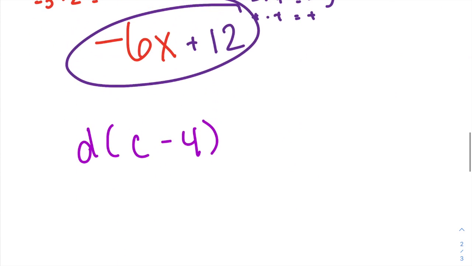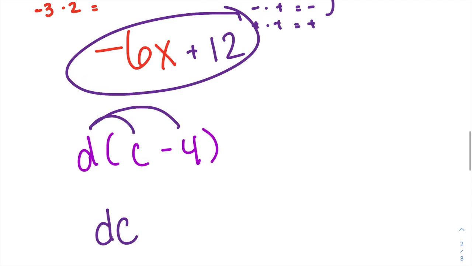I have a weird one right here. I have d times c minus 4. I'm taking d, I'm distributing it, I'm multiplying it by c, I'm multiplying it by negative 4. D times c is literally written out as dc. And I am not talking about the comic brand. That was a joke for some of you out there. For others, it doesn't mean anything.